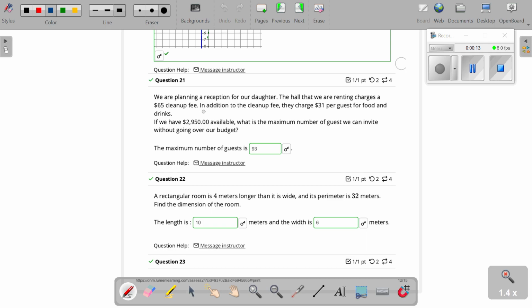We're planning a reception for our daughter. The hall that we're renting charges a $65 cleanup fee. In addition to the cleanup fee, they charge $31 per guest for food and drinks. If we have $2,950 available, what is the maximum number of guests we can invite without going over our budget?